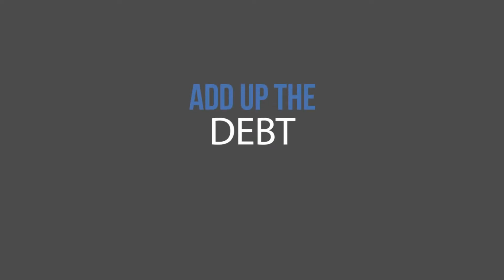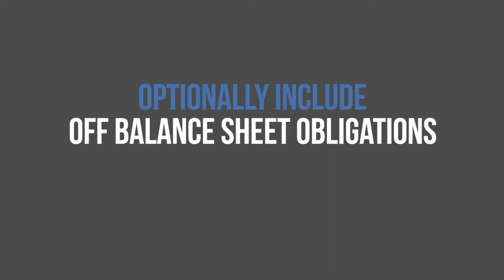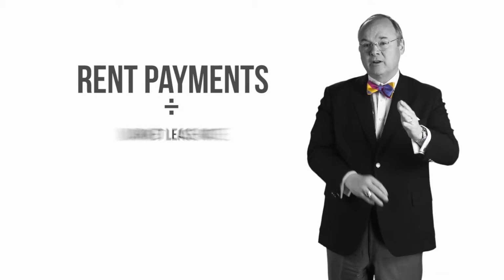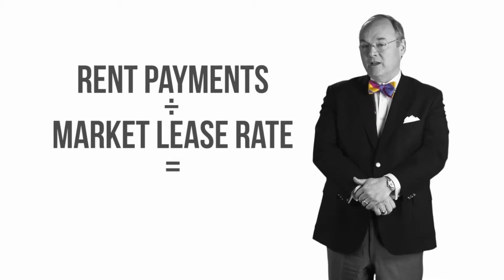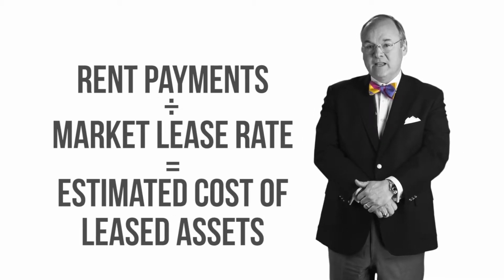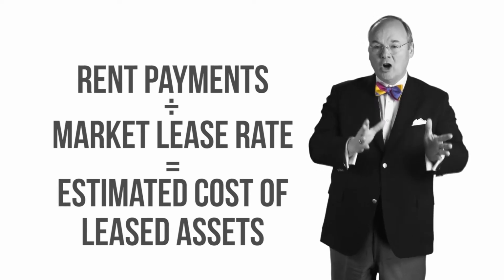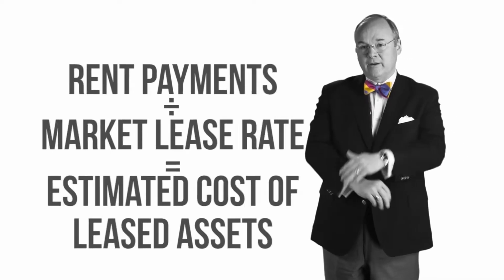You can be basic and just add up the debt, convertible debt, and preferred stock amounts. Or you can use my approach and add in the off-balance sheet obligations such as leases. Here I take a simple approach and just divide the rent payments by my estimate of the market rent yield requirements for the assets being leased. The idea is to approximate the cost of those lease assets that are being deployed.